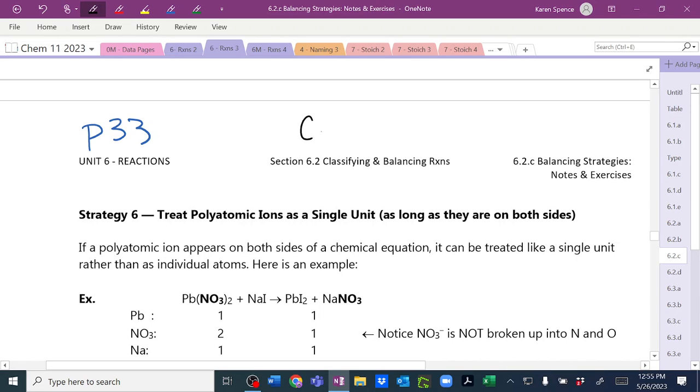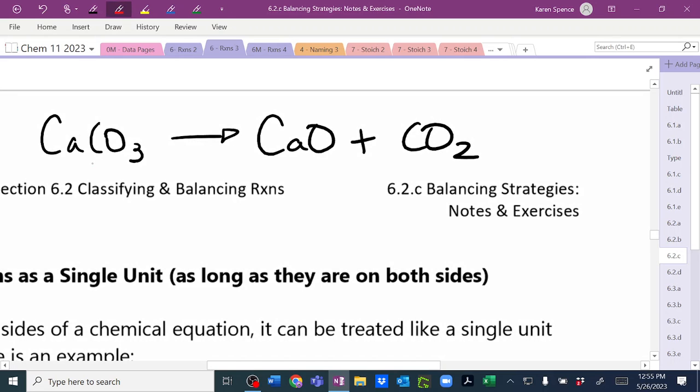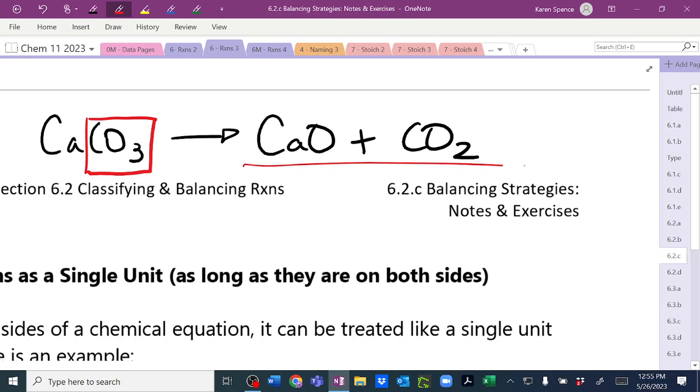If I had CaCO3 reacting to form CaO plus CO2, I do have a polyatomic ion here. I have CO3. Can I treat it as a group? No, because there's no CO3 anywhere on the other side. So you can only do it when you have CO3 on both sides.